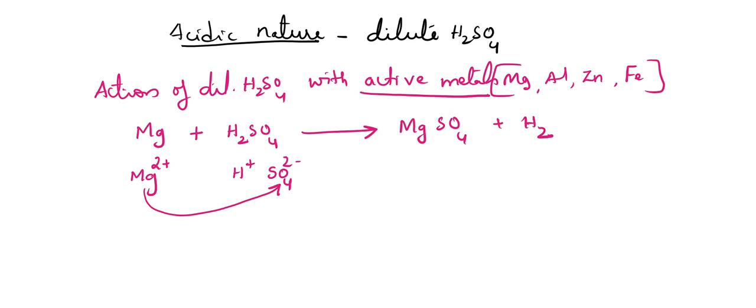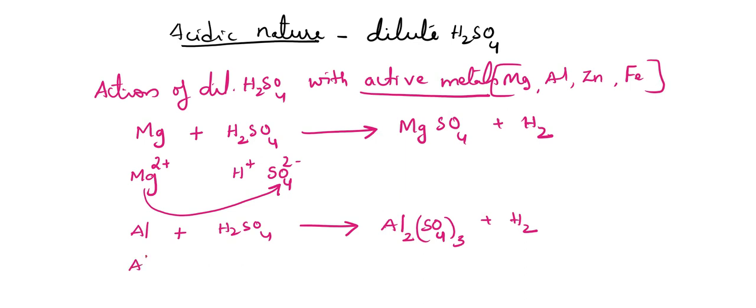Next, you try with aluminium. Aluminium plus dilute sulfuric acid gives aluminium sulfate, Al2(SO4)3, plus hydrogen. Let's know the valencies of all these: Al 3 plus, H plus, SO4 2 minus. Combine these two and crisscross the valencies. You will get Al2(SO4)3, and try to balance the equation.